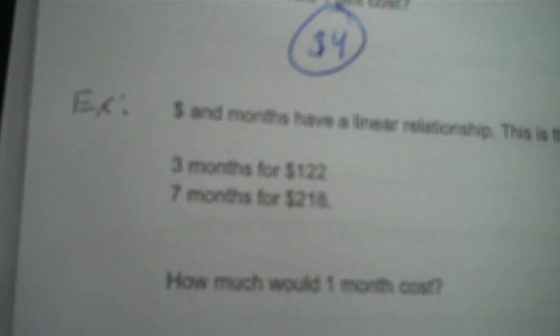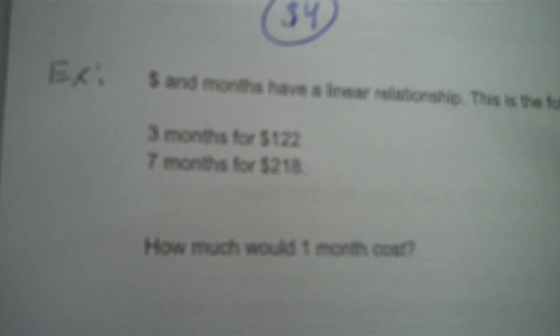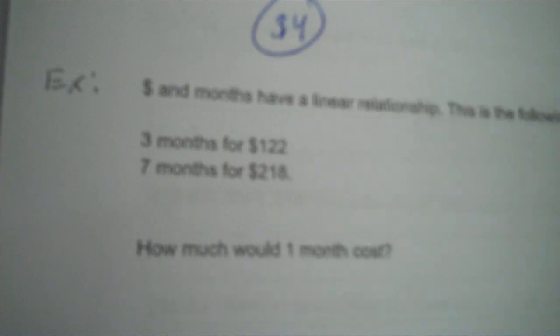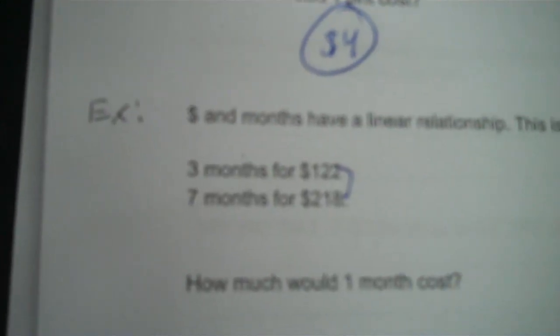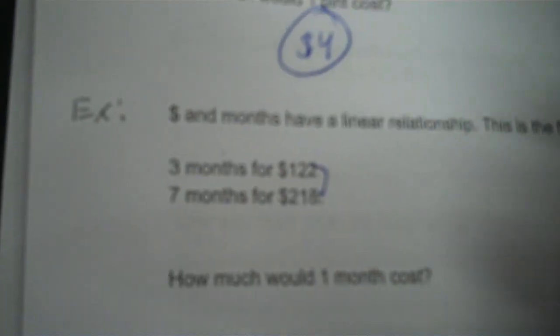Okay, dollars and months have a linear relationship. This is the following sign. 3 months for $122, 7 months for $218. How much would 1 month cost? Okay, so we need to divide these. You can't just divide 122 by 3 and 218 by 7. That doesn't work, okay, because they'll be different answers. If they were the same, you could divide them.